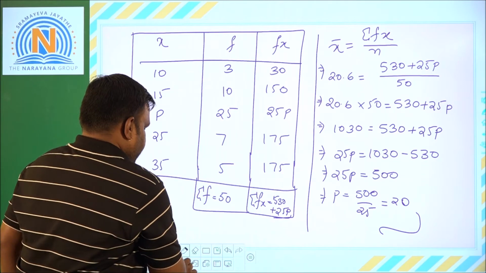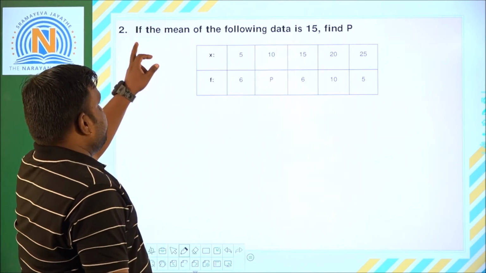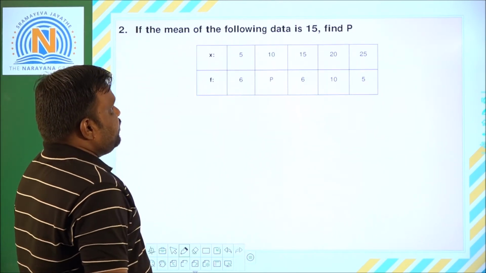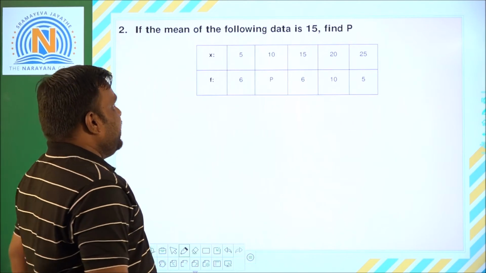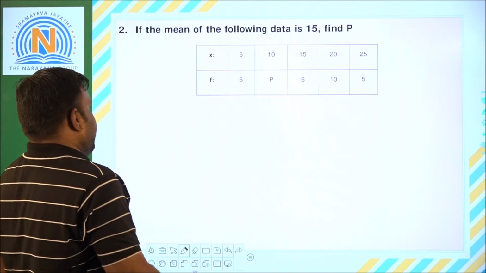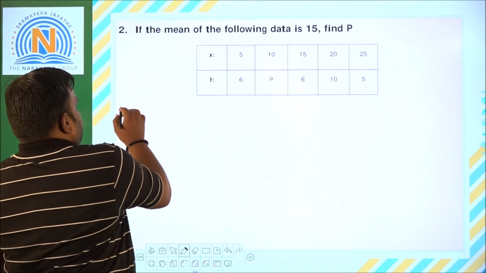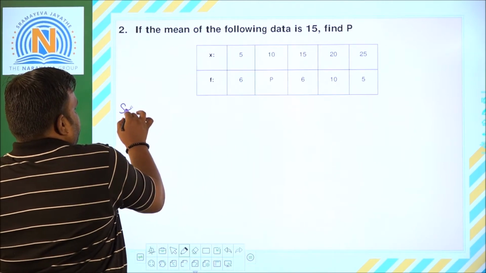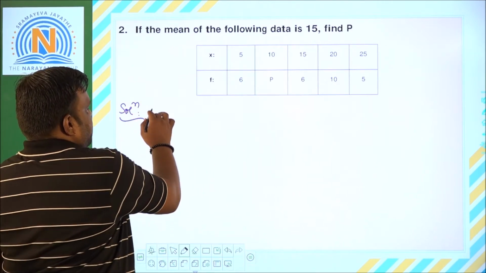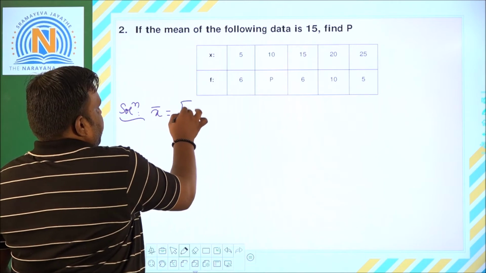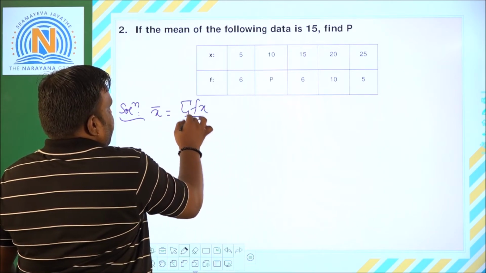Now coming to the second problem. Again the same type of question. If the mean of the following data is 15, find p. Here the frequencies are not all given for us. You have to find the frequency, that is p. The formula used is x bar, the arithmetic mean, is equal to sigma fx by n.